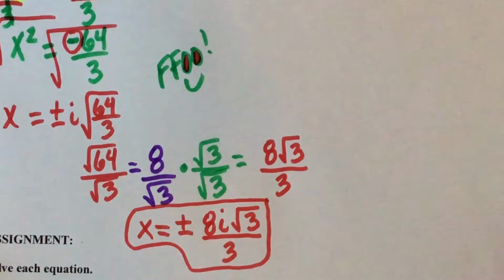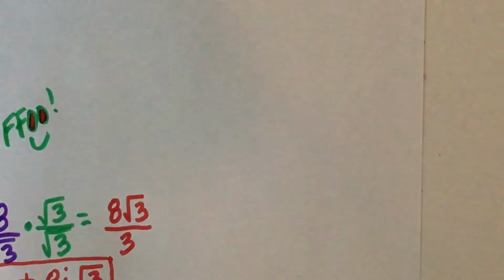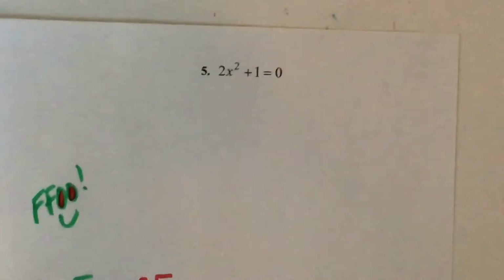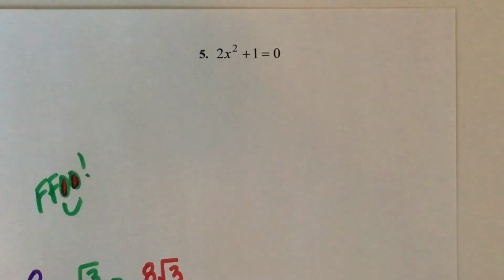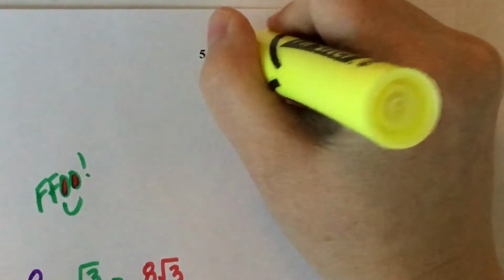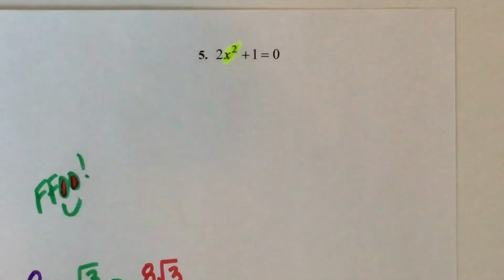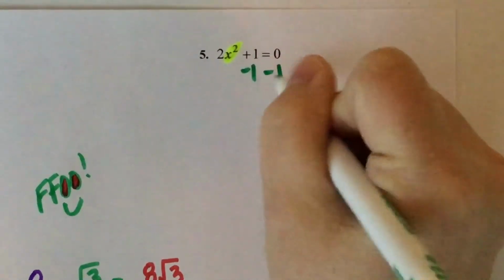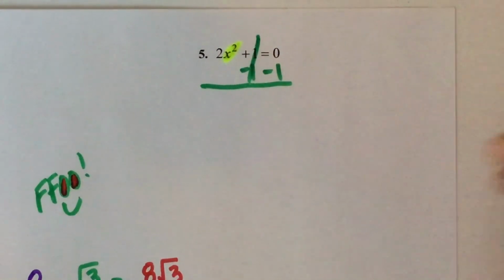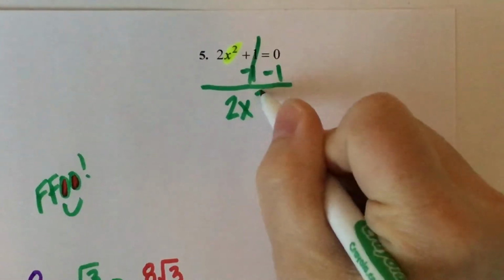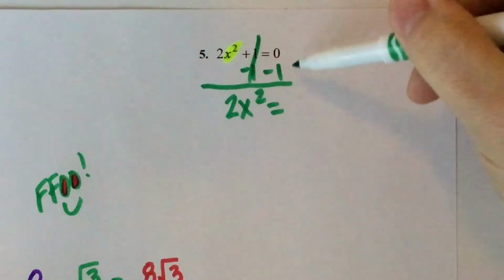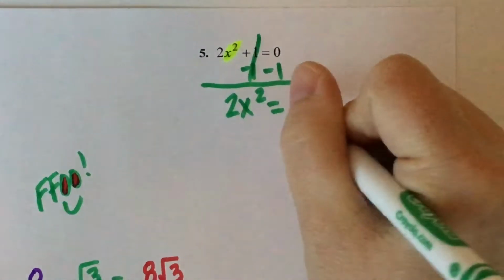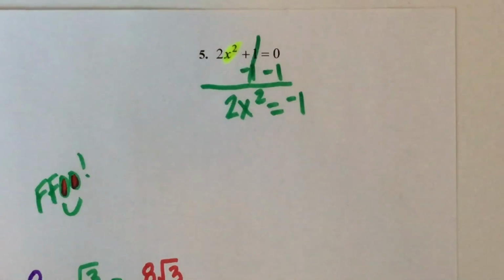Okay, one more. Example 5. There is no x, so because there's no x, we're going to do our square root property. So our goal is to get x squared by itself. So what do you think we're going to do first? Subtract 1. Okay. And then the 2x squared drops. The equals drops. And then what's 0 minus 1? Negative 1. Okay. Don't square root yet.